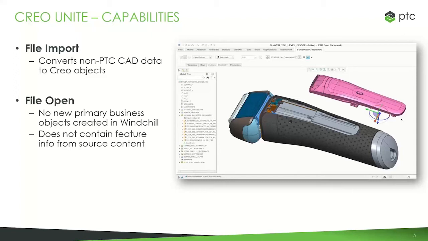It doesn't contain the feature info from the source content. That's something that the industry just, its technology's not there yet. But it does allow you to keep that link to the original source file. And then if there's updates made, you can push those into your model. So the file open doesn't limit you in how you can work with it in your assembly. You can assemble it, you can reference the surfaces, you can work off of the geometry, but it stays in that native format, so you don't have to redo any work if you don't need to, right?